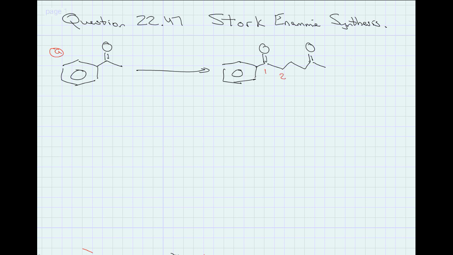To me, the dead giveaway that we're dealing with the Stork enamine synthesis, even if the question hadn't mentioned it and just said, how would you make this compound? Well, the fact that you're dealing with a 1,5-dicarbonyl compound is usually a dead giveaway that you're dealing with a Stork enamine synthesis. So how are we going to do this?